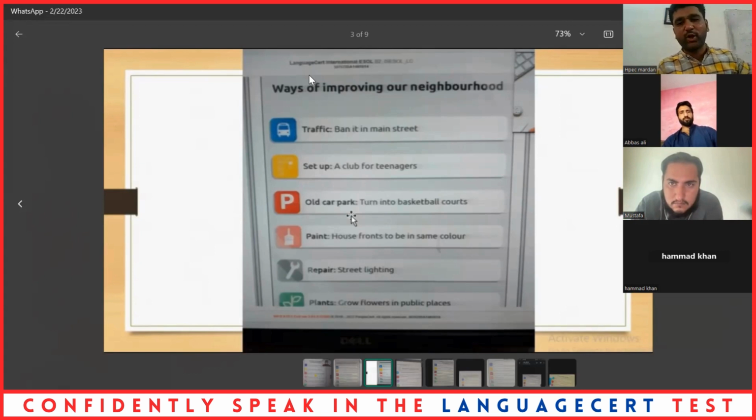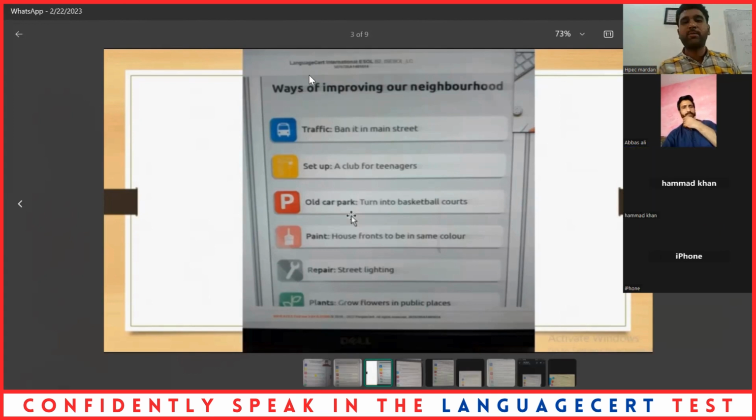Okay, what is the title of the flow chart? Ways of improving our neighborhood. So what would be your first sentence? We are going to discuss ways of improving our neighborhood. So the very first thing, perfect. The first point you have to do.